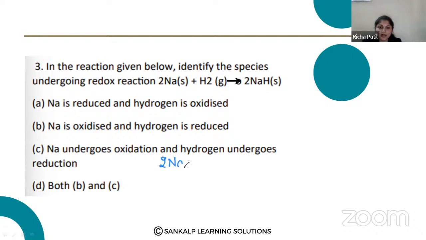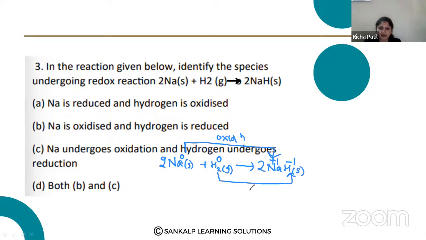2Na plus H2 giving you 2NaH. So Na is free, so it will be 0. H2, the oxidation number will be 0. And in NaH, this is +1 and -1. What happens? What will happen here? From 0 to +1, there is an increase in oxidation number, so this is undergoing oxidation. And 0 to -1 is reduction.